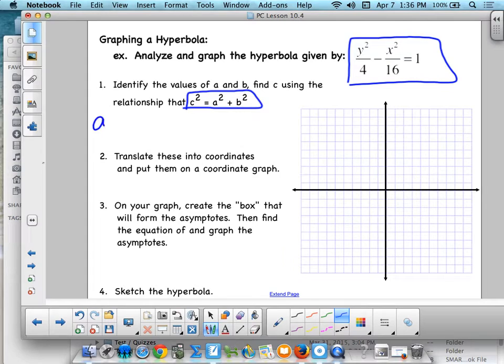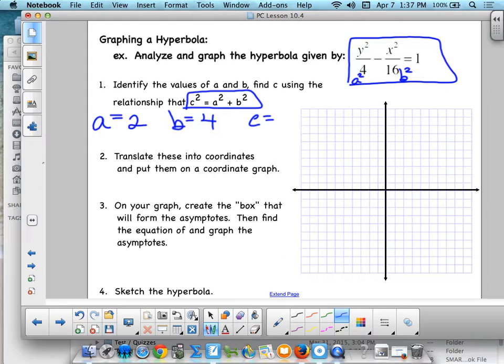Here's what you need to do every time you start a problem. Tell yourself, a is what, b is what, c is what. Okay, that 4, what do you think 4 is? Is it a, is it b, is it c? Yeah, this is really a squared. So what is a? A is 2. Okay, what's the 16, guys? It's b squared. 16 is b squared. So what's b?